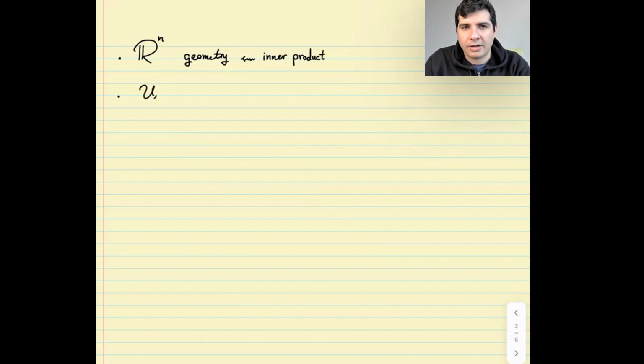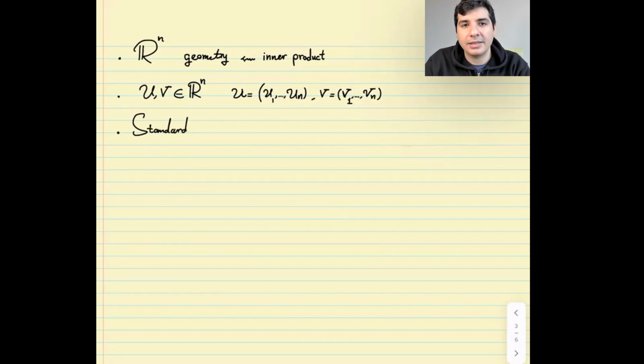So what is an inner product on Rn? Take two vectors u and v in Rn. Say u has n coordinates, u1 up to un, where each ui is a real number. Same for v equals v1 up to vn, an n-tuple of real numbers. We define the inner product of u and v, sometimes called the dot product, the standard Euclidean inner product. The standard inner product we know from, say, calculus, for two vectors u and v is given by the following.